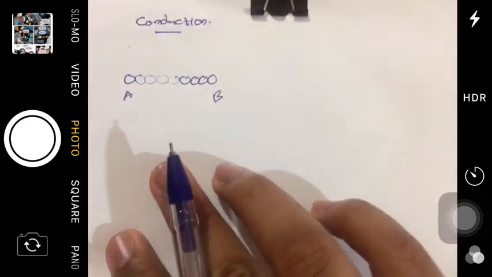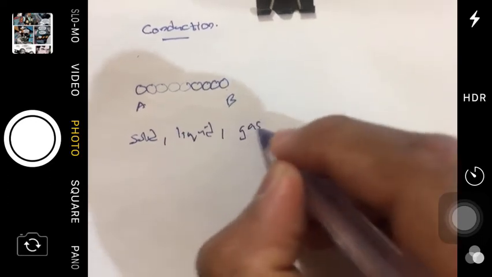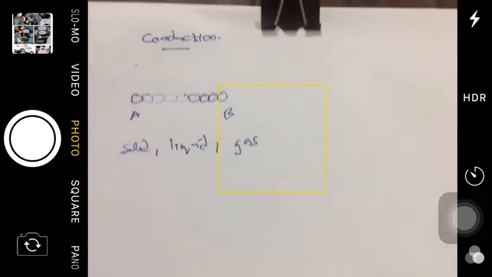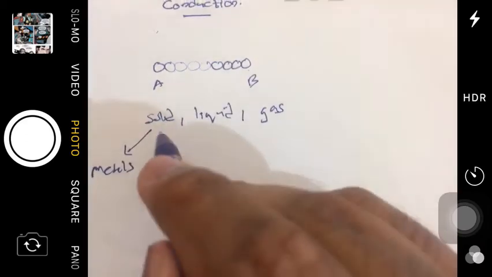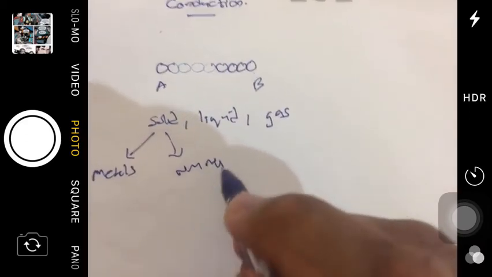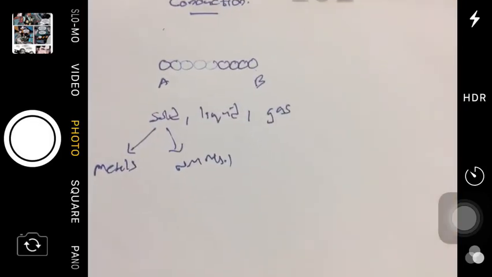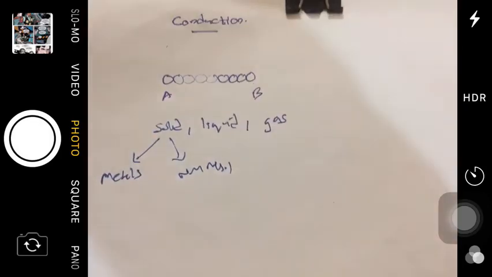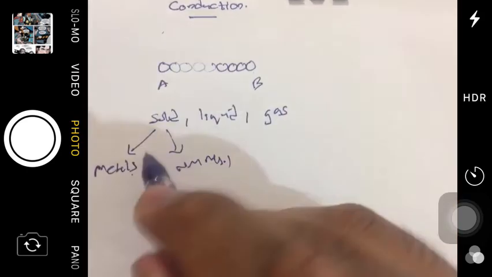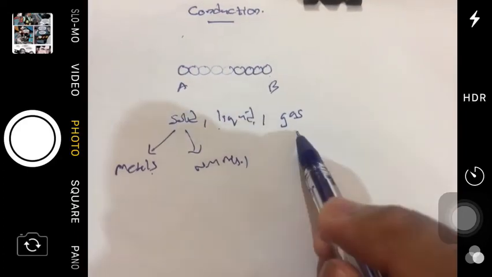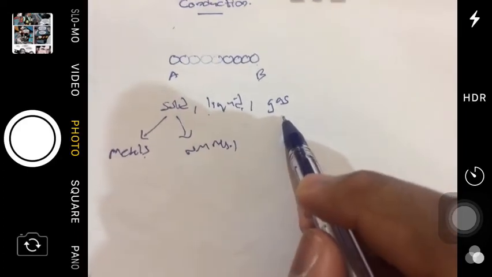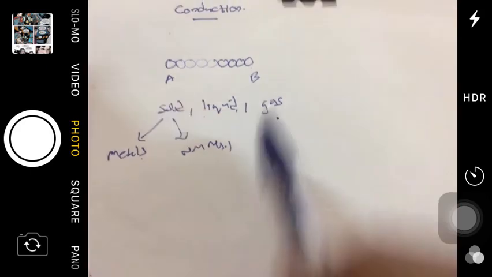Then if you look at how good solids, liquids and gases are in their ability to conduct heat, in solids, metals are very good conductors and non-metals are very bad at conducting heat. We will see why. Then after metals, liquids are good at conduction, and after liquids, gases are good at conduction. Okay?